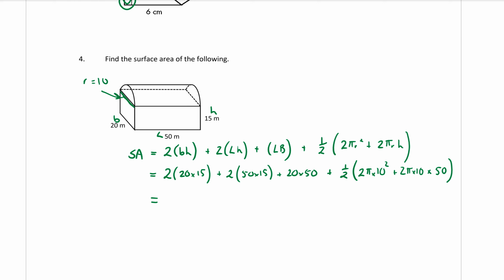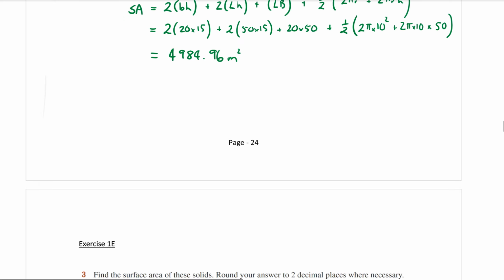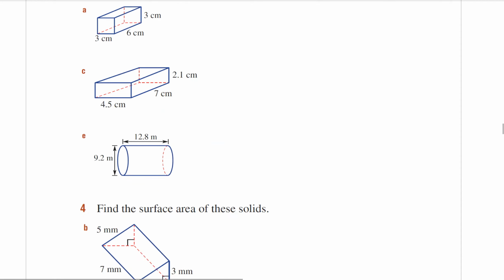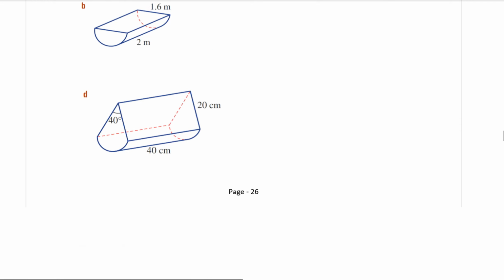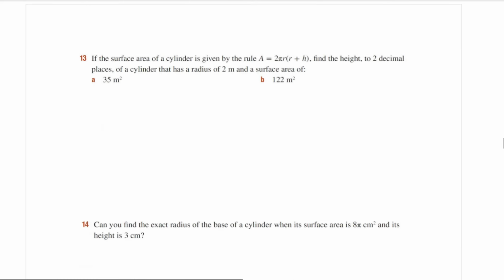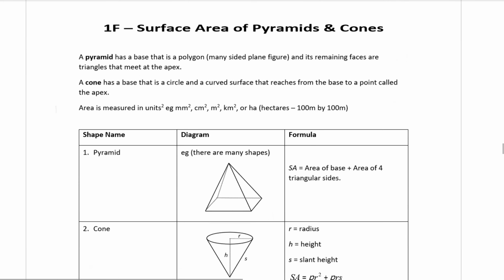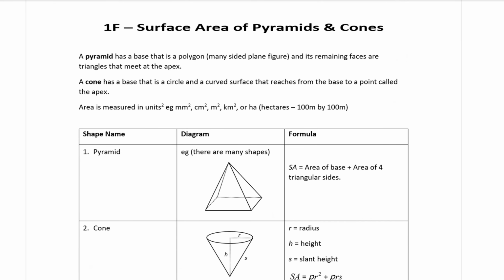Okay, so my answer is 4984.96 meters squared to 2 decimal places. Okay, so that means that you can do exercise 1E there, but keep flipping over the pages until we get to 1F. Also surface area, but these are the lesser known shapes. These are the pyramids and cones.